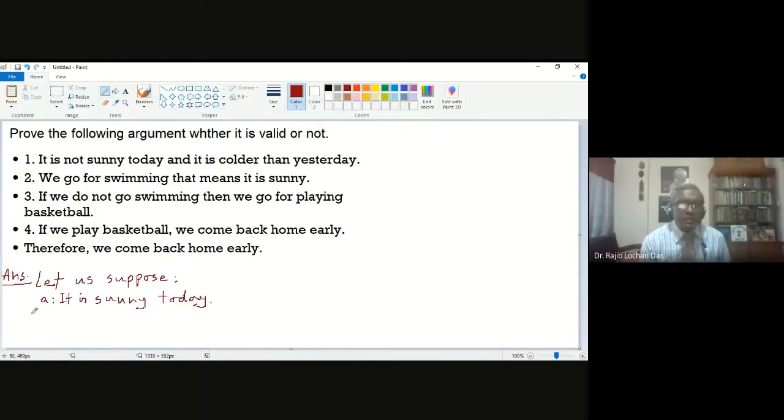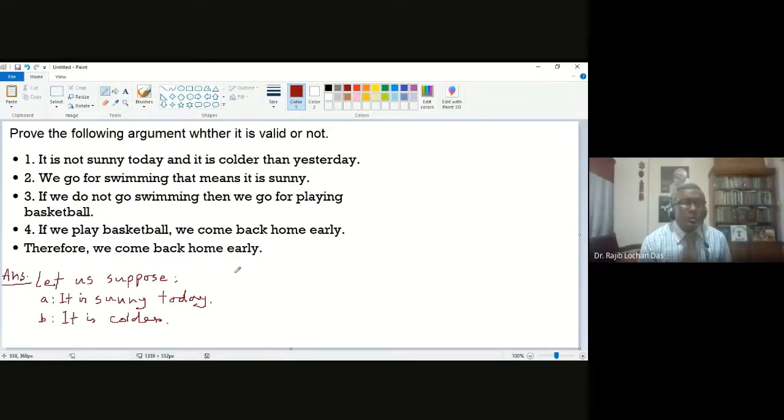And B is another statement or another variable. It is colder. If you write "colder than yesterday", it's fine, no problem. If you write only "it is colder", that is also all right. Don't worry about the sentence or grammar. Okay.